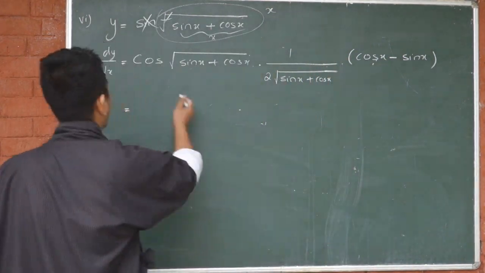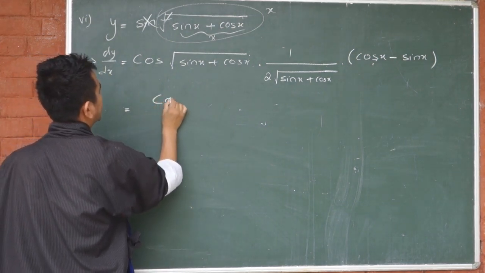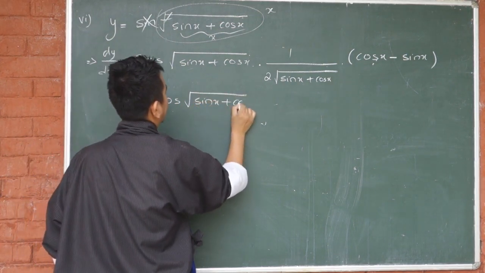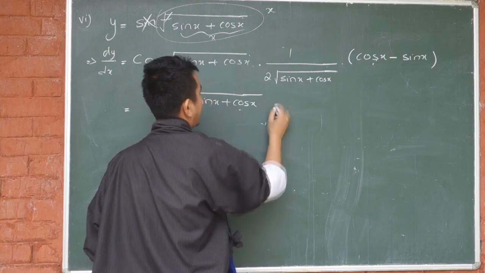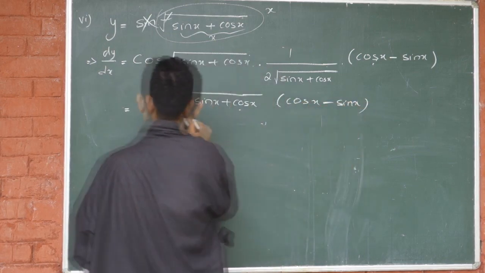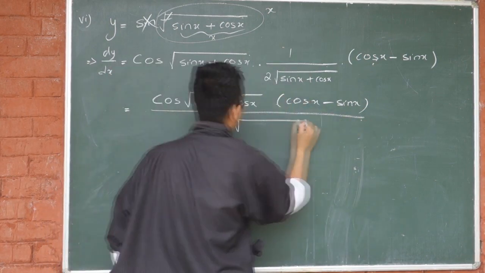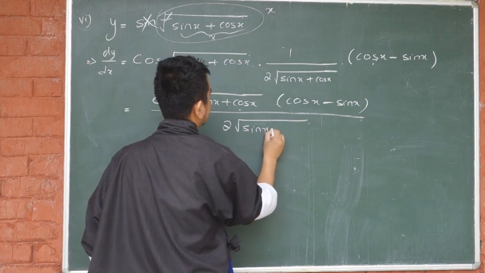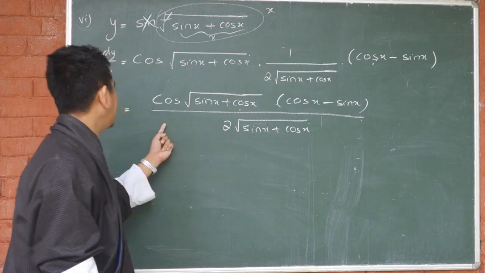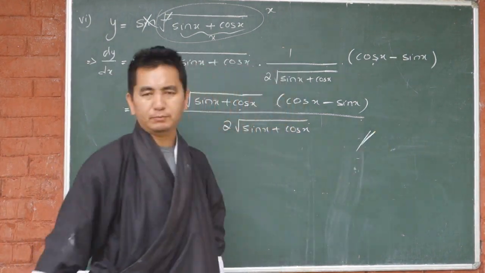So we have now, let me write this one first: cos of root of sin x plus cos x, and here it is cos x minus sin x, whole divided by 2 times root of sin x plus cos x. Try to manage the space. Don't write this 2 times root of here, it doesn't look good. Try to write it in the middle, at the center.